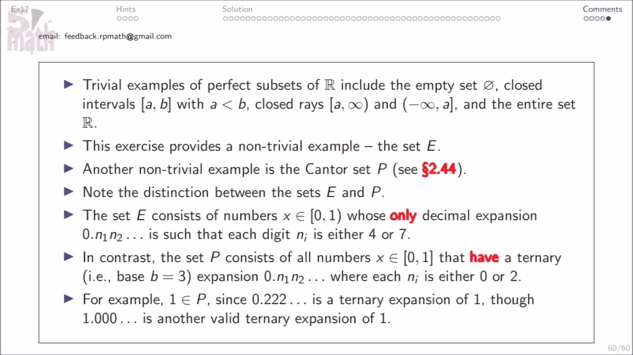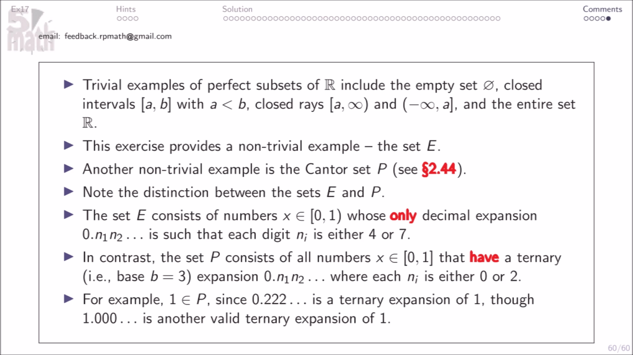Trivial examples of perfect subsets of R include the empty set, closed intervals with a less than b, closed rays, and the entire set R. This exercise provides a non-trivial example, the set E. Another non-trivial example is the Cantor set P, see section 244. Note the distinction between the sets E and P.